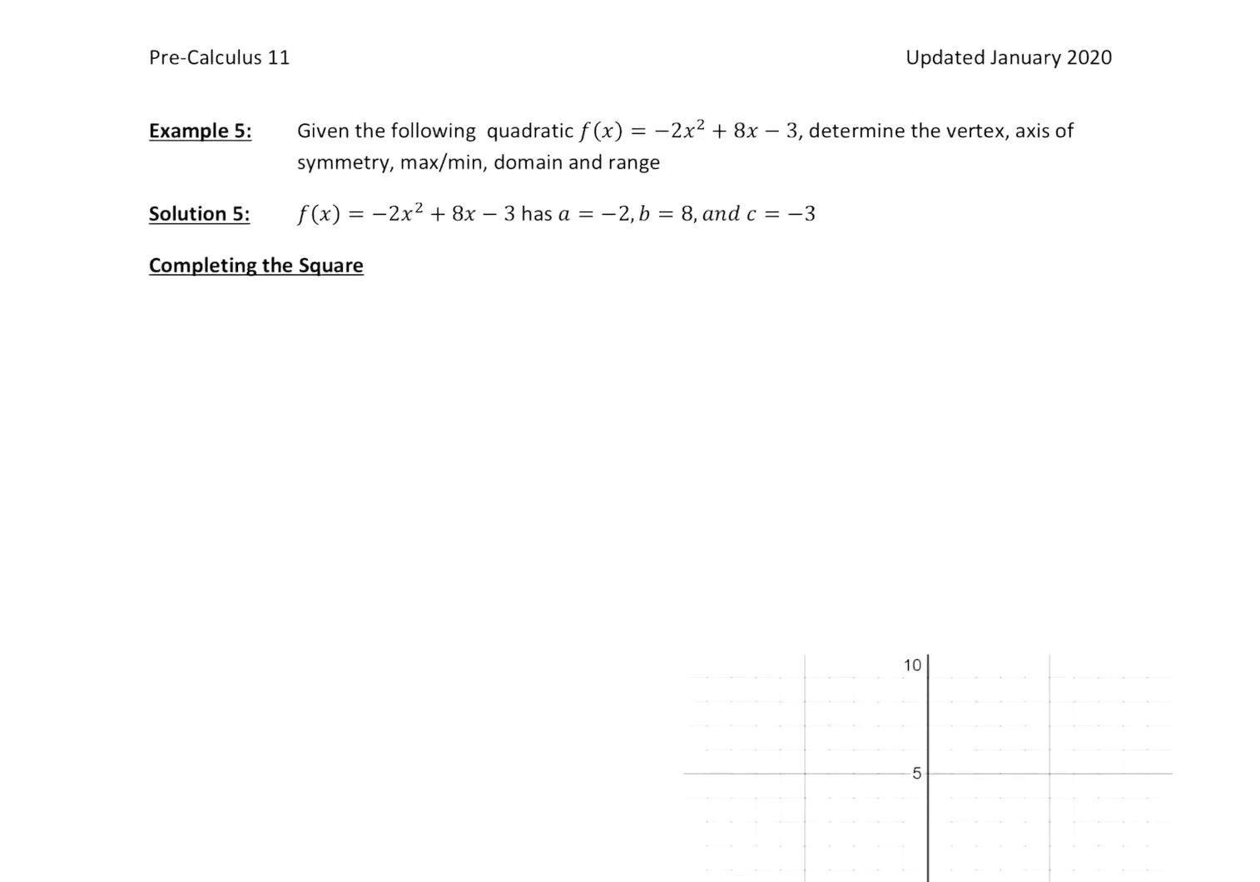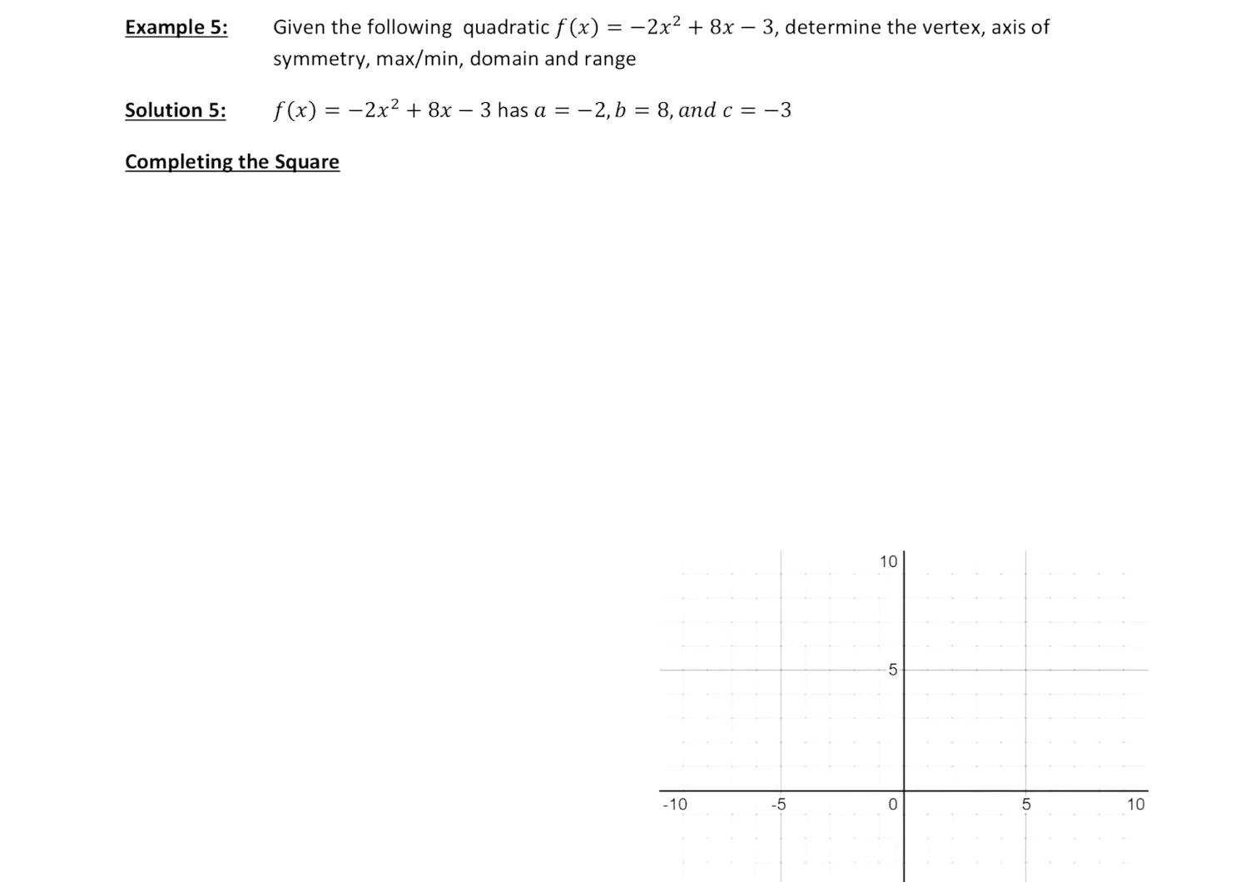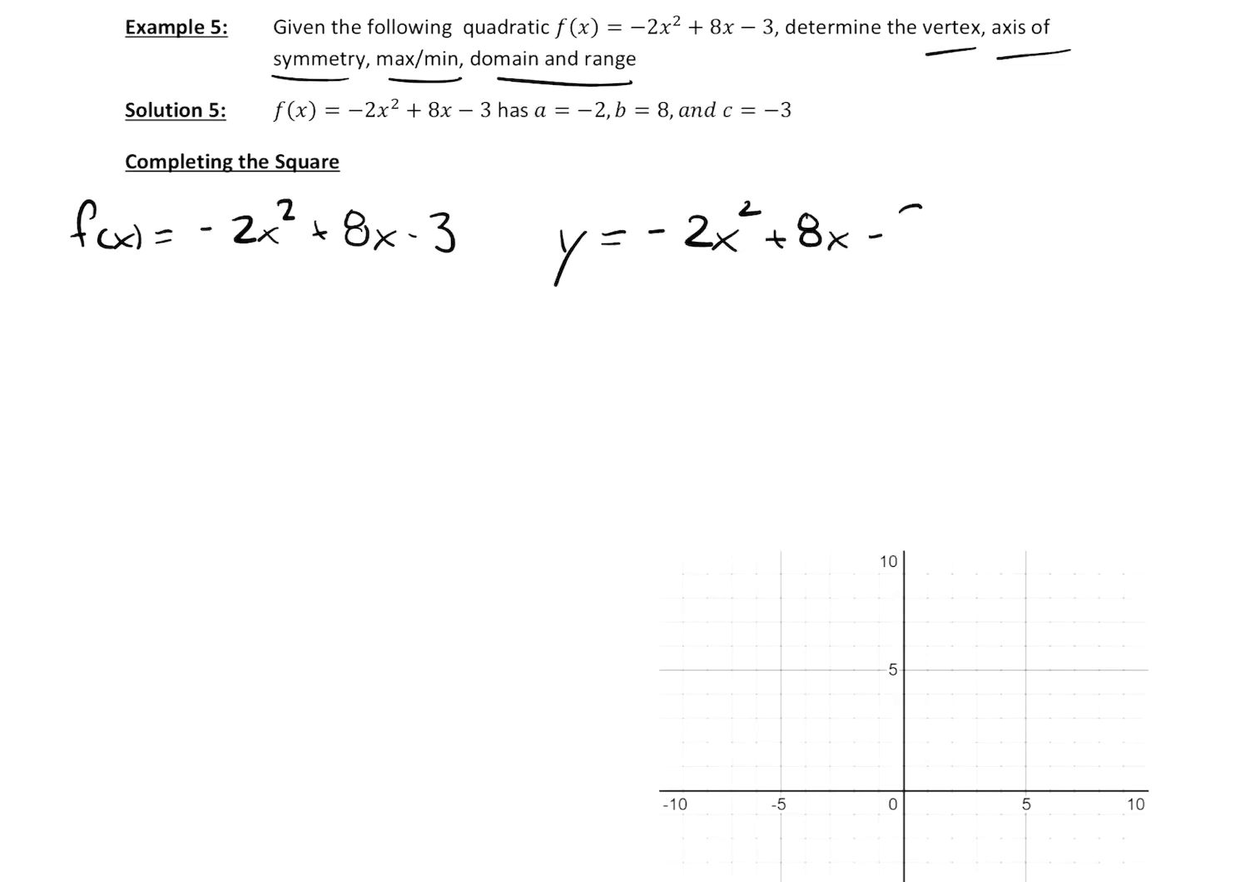Okay, so let's put all of this together. Here we have a quadratic, negative 2x squared plus 8x minus 3. Now, if you can factor something out from each term beforehand, always do that. It simplifies your life, but we can't. So we've got to graph this thing. We could use the vertex formula, or we could find the vertex. We need the vertex, the axis of symmetry, the max and min, and the domain and range. So let's do this. f of x equals negative 2x squared plus 8x minus 3. f of x is synonymous with y. So y equals negative 2x squared plus 8x minus 3.